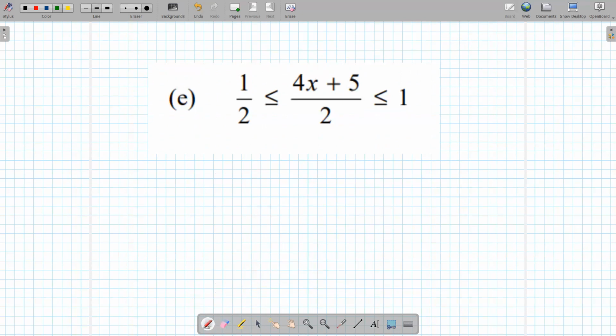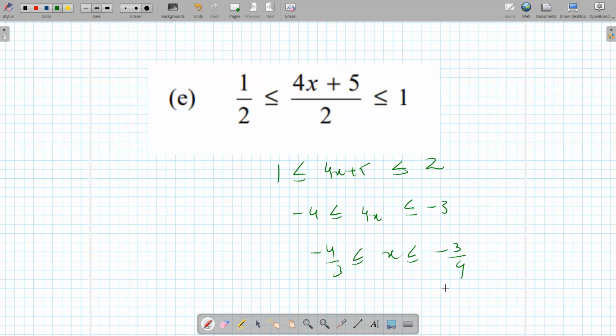So you multiply by 2. That's the only play here. Multiply all three sides by 2. So in the middle, you're left with 4x plus 5. On the right, 2. On the left, 1. What's next? Now you subtract 5. So 2 minus 5, negative 3. 1 minus 5, negative 4. What's the last step? Divide by 4. So negative 4 over 4, and x is less than or equal to negative 3 over 4. And that's it for this.